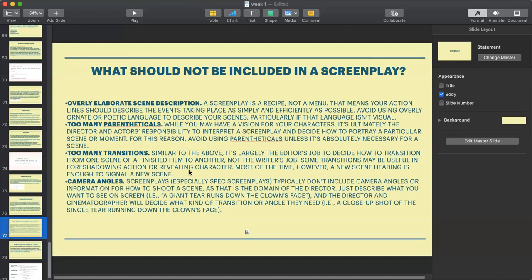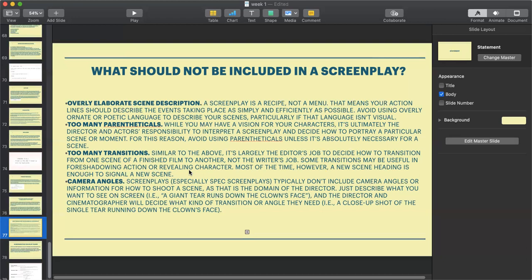Too many transitions, similar to the above, it's largely the editor's job. So there is an editor and he will know, after all the shots he has got, what transition is best for which. Sometimes you can write cut short, fade in, fade out, whatever. But ultimately the editor is the main person to do that job. He knows much better than the screenplay writer about transitions. Got it? That's his specialty. So he will decide mostly how one scene transitions to the other, how it will change.